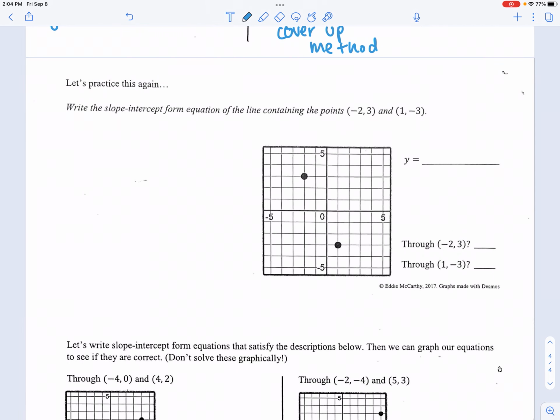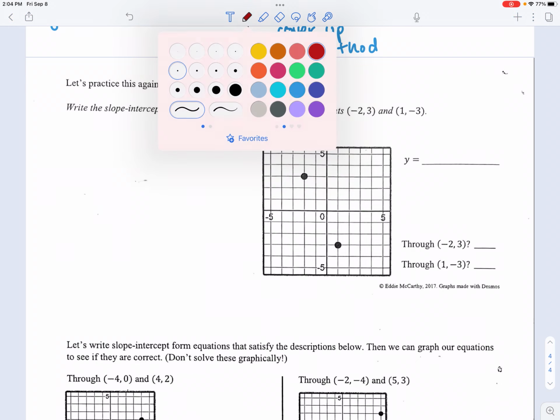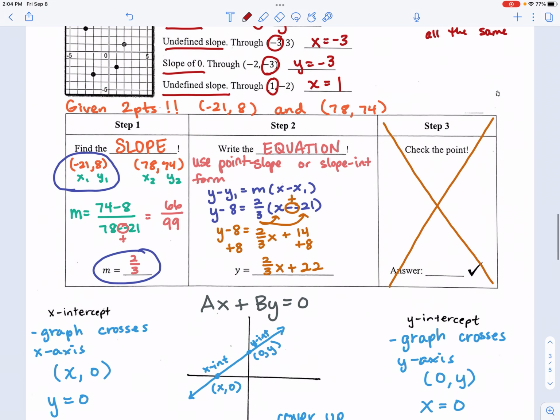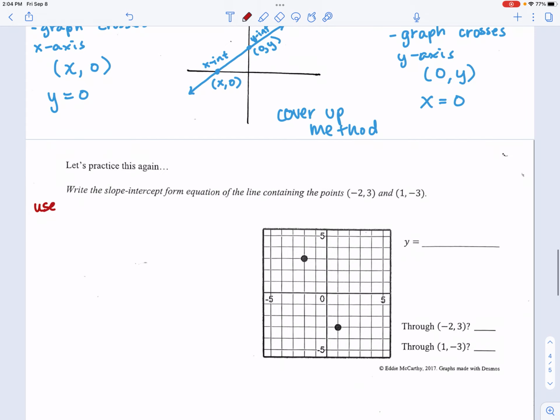So with this one here, we're going to figure out the equation of those 2 points. So we're going to use slope-intercept form here. We used point-slope on the previous one with those 2 points. Here we're going to use slope-intercept form.